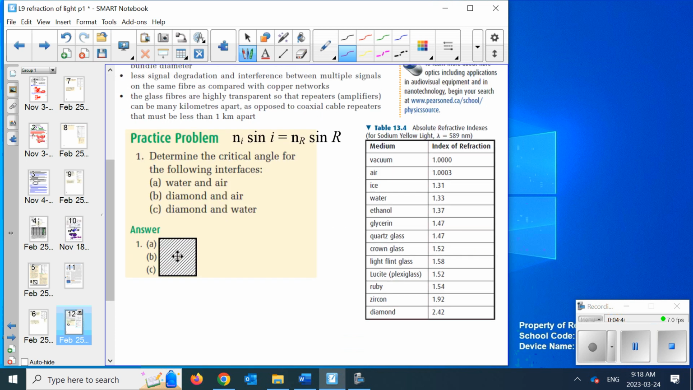Now, if you want to jot down and try some of these practice problems, jot down the answers for A, B, C: 48.8, 24.4, 33.3. And there's that same chart again, right beside these problems. Same chart as before. I'll give you a second to do that.